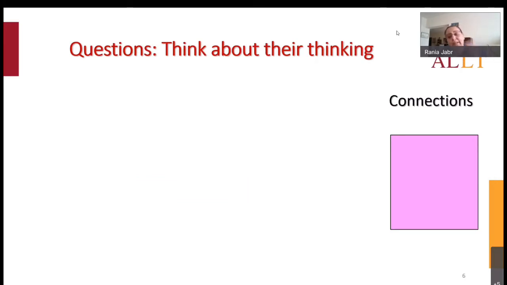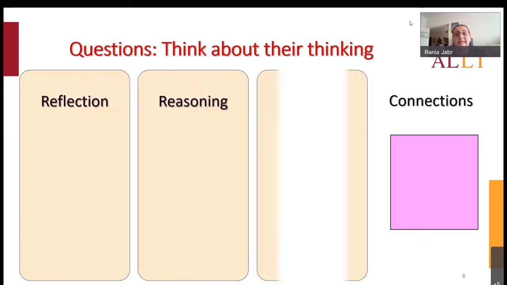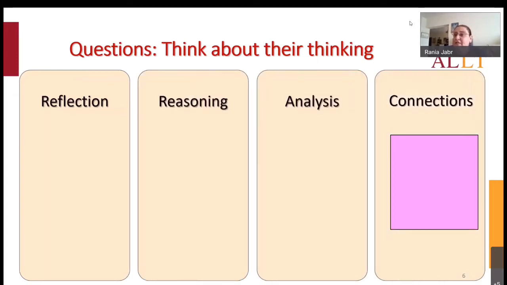All right. So we need to ask them questions. We need to ask the students questions to get them to think about their thinking. I'm going to start with the end in sight. First of all, remember, I'm referring to connections. And I will tell you what I mean by connections, making connections. But first, we want to start with reflection. We want to ask students reflective questions, reasoning questions, analysis questions, and finally move to the connections. The reflection questions are the simplest, the easiest.